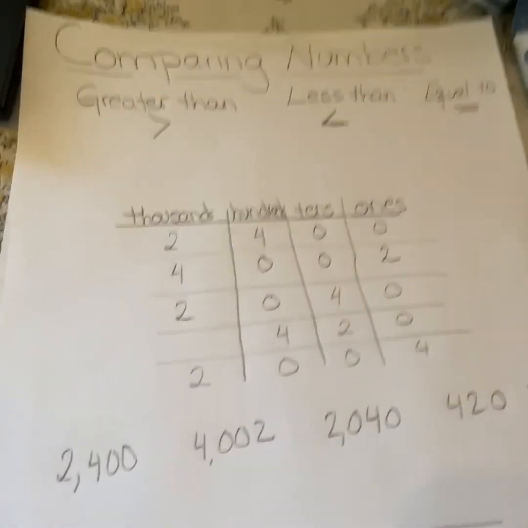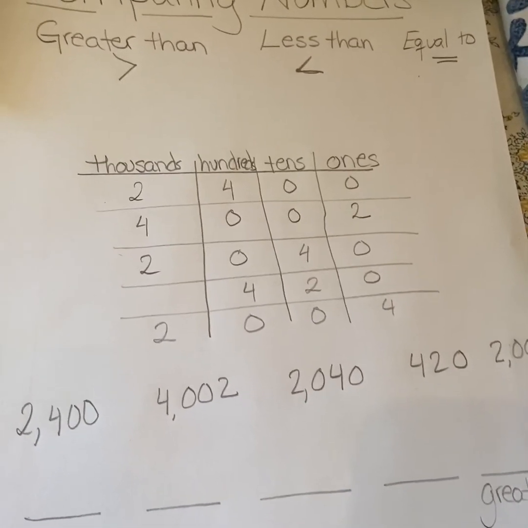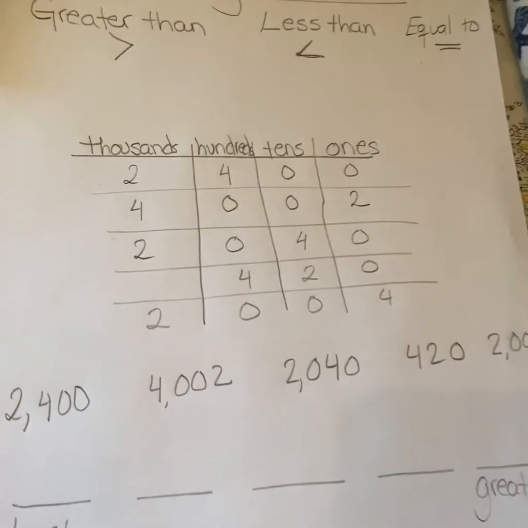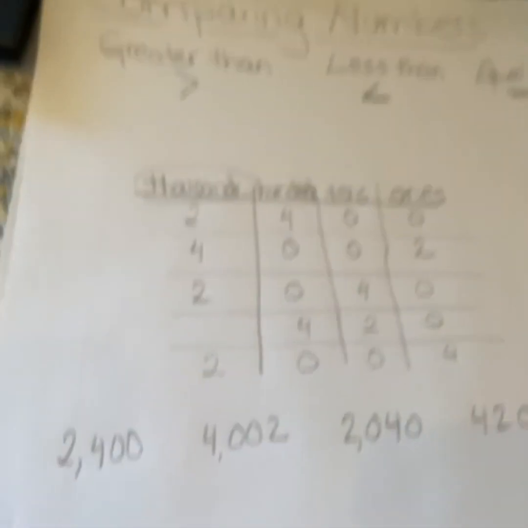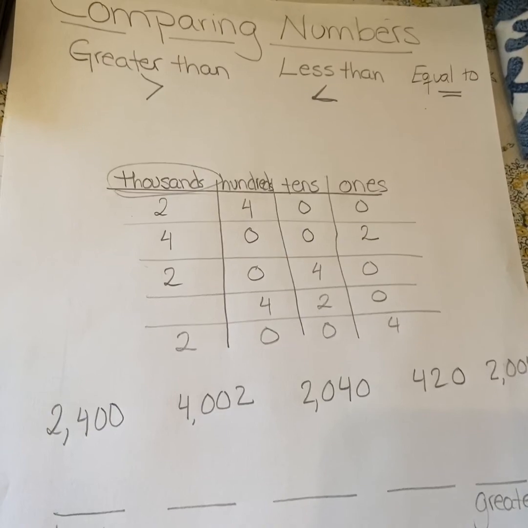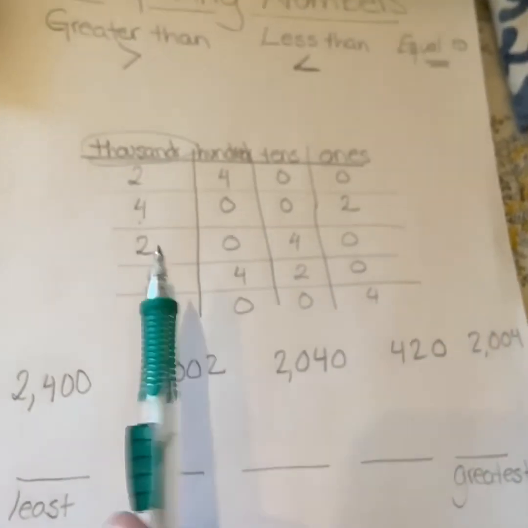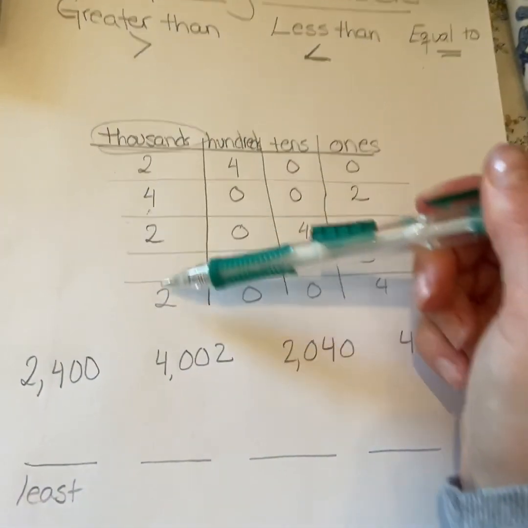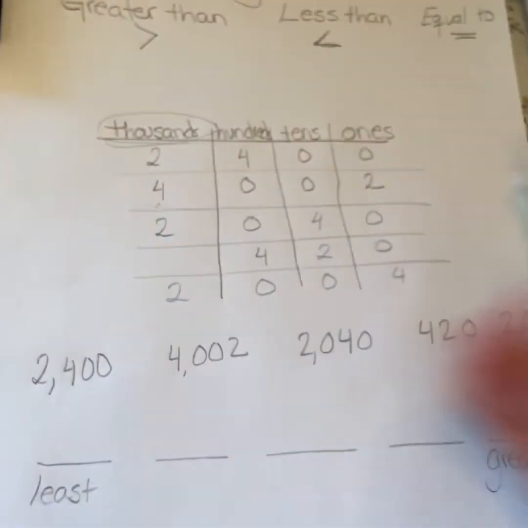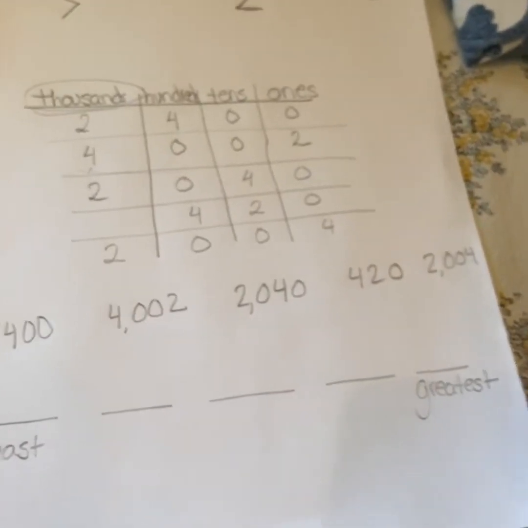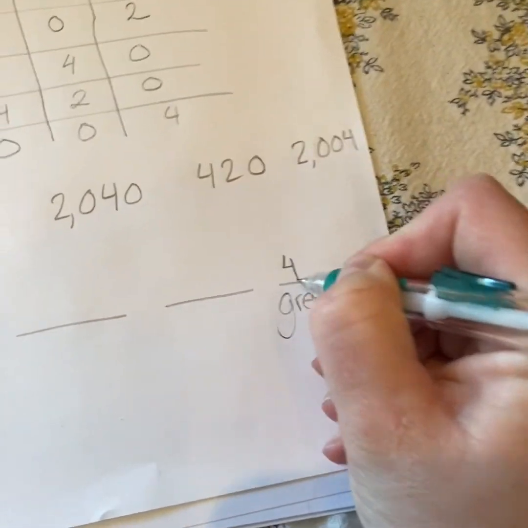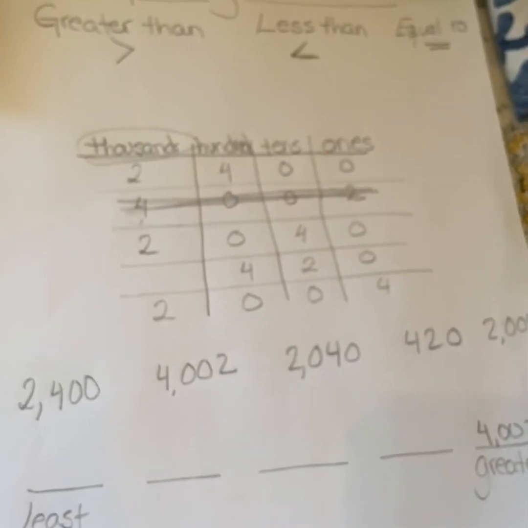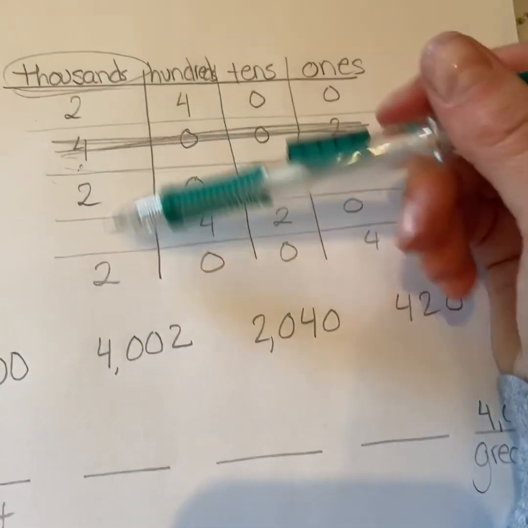So our first step is to look at the unit with the greatest value, which is the thousands place. So I'm going to look in the thousands place and I'm going to see which thousand is the greatest. Well, 4,000. This has 4 in the thousands place, which is greater than any of these other thousands. So I know that 4,002 has to be the greatest. So I'm going to list it over here. 4,002. And then I can cross it off my list because I've already done it. Every other number has a 2 in the thousands place.